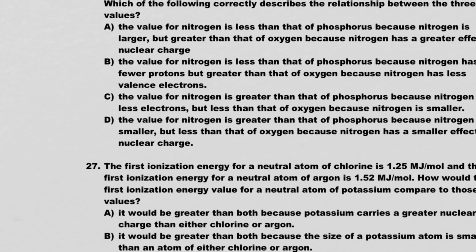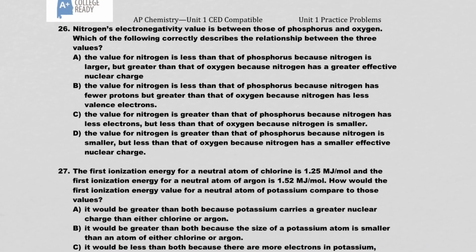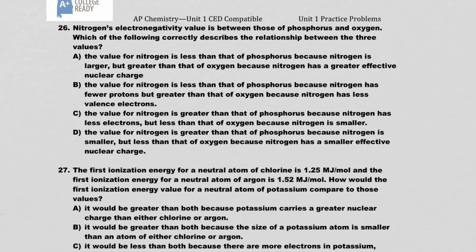26. Nitrogen's electronegativity value is between those of phosphorus and oxygen. So again, it's a good idea to see where those are. Oxygen is to the right of nitrogen, phosphorus is right below it. So it looks like this on the periodic table: N, O, P, and then F is right there, which we know is the highest. Which of the following correctly describes the relationship between the three values?